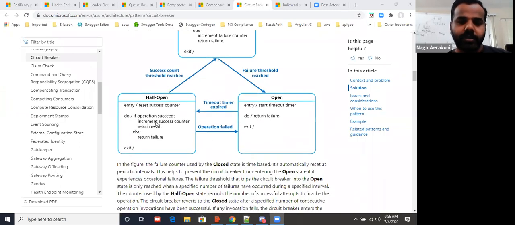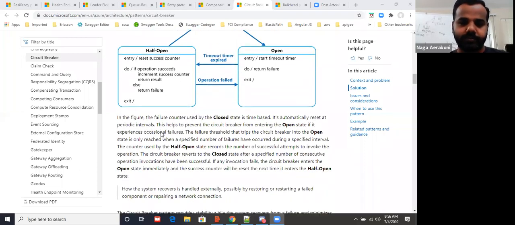Yeah. So only when it comes to half open, it just tries some requests. If all of them succeed, then it's going to go back to closed state. Makes sense. Yeah, thank you.